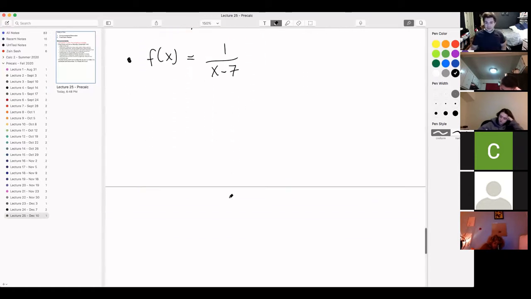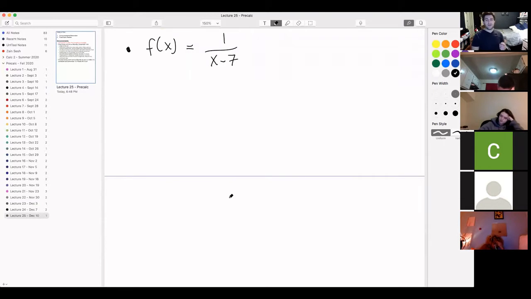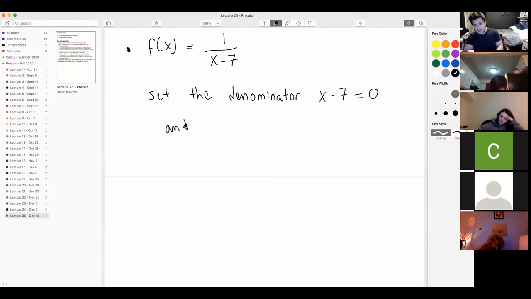Okay, so one of the big no-nos in mathematics is to divide by 0. So for the domain of this function, we need to see where division by 0 can occur and remove it from the domain. Basically you just set the denominator, in this case x minus 7, equal to 0, and exclude this from the domain.